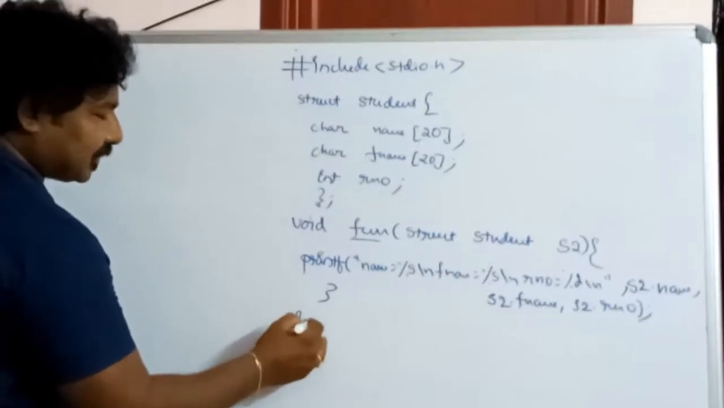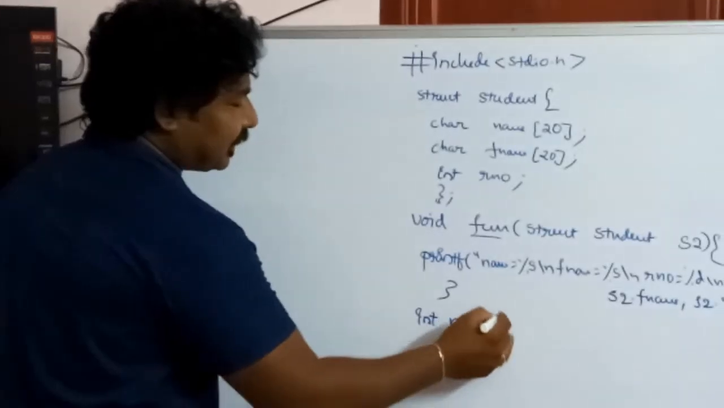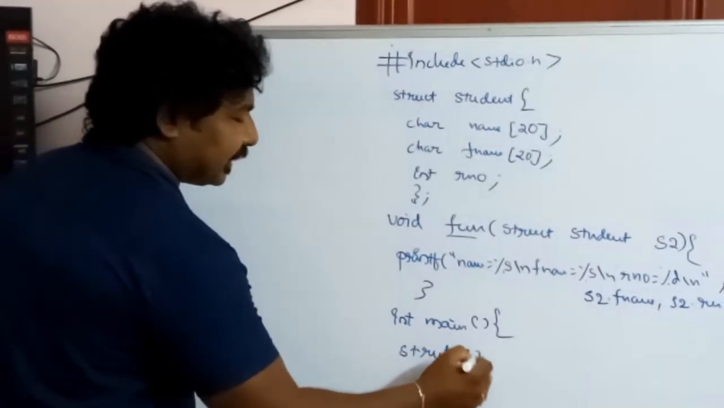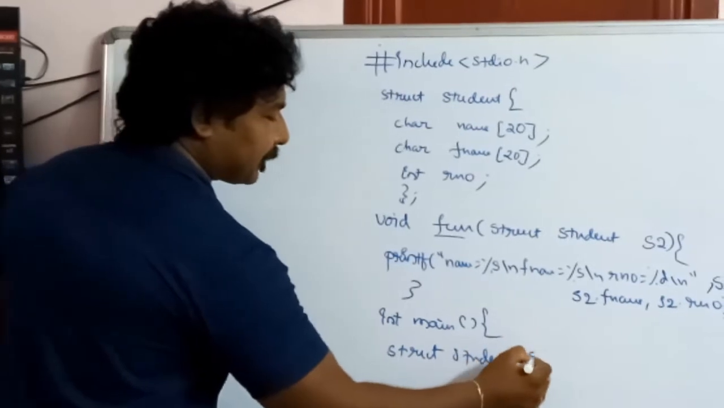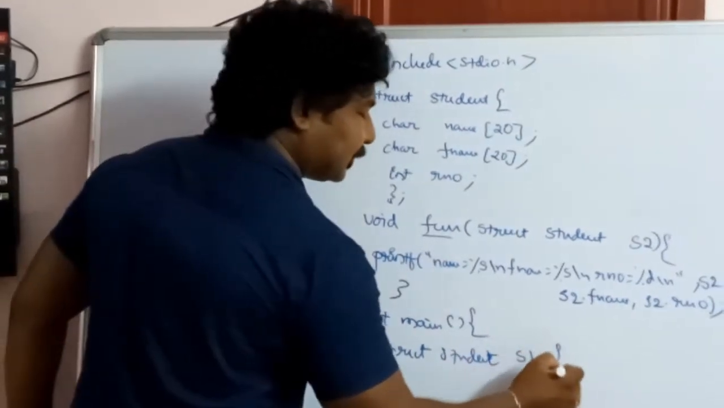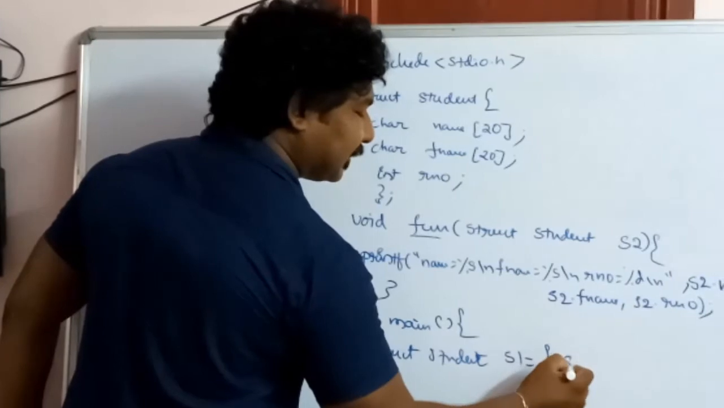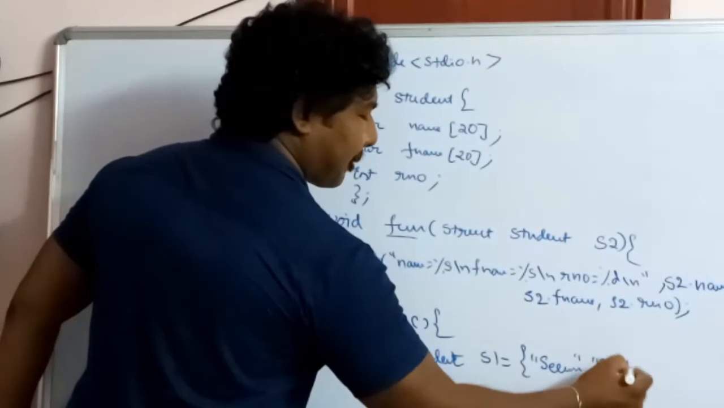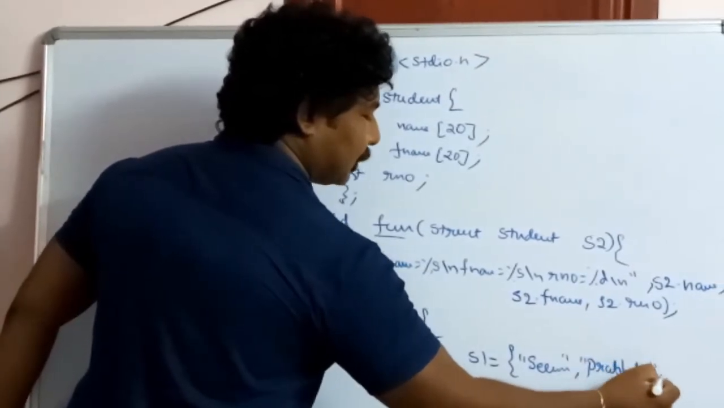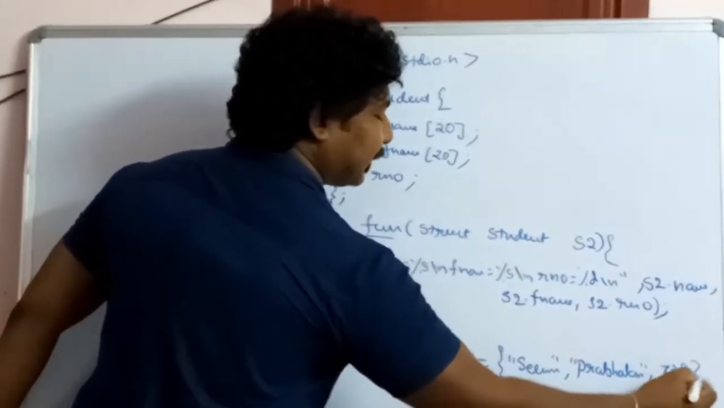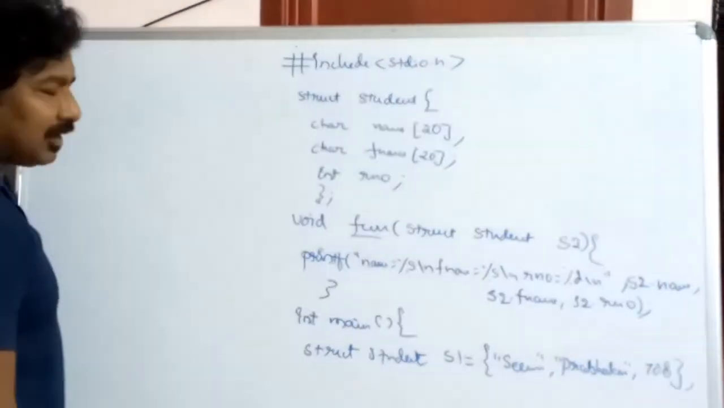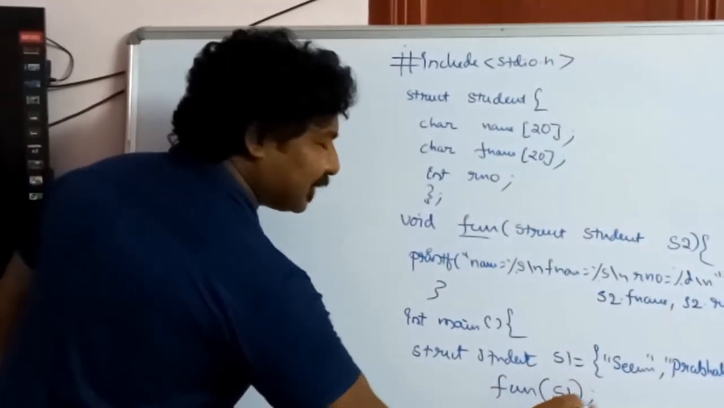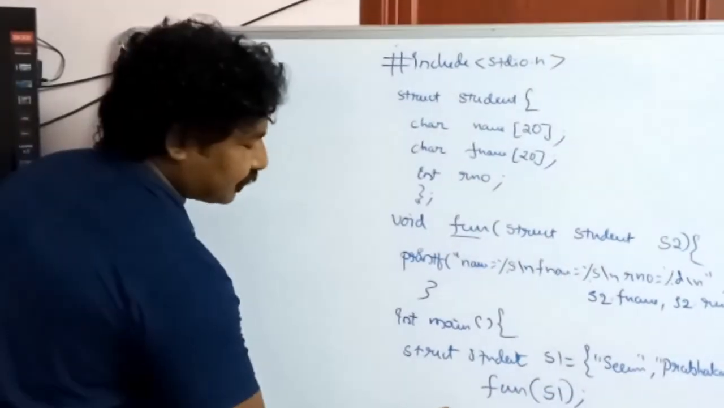Coming to the main function, here in main I am declaring struct student s1 equals to, and here I will give the data: Seenu, Prabhakar, and the roll number 708. In this way you can give the values to s1. Then I call the function fun and pass s1 as a parameter to the function. There is no need to do anything else.